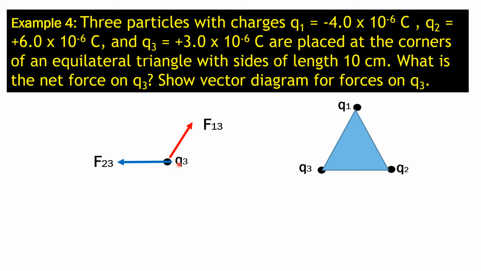How about the force exerted by Q1 on Q3? Look at Q1, it is negative, while Q3 is positive, so we are talking about a force of attraction. Q3 is attracted towards Q1. And the direction of that force is from Q3 going towards Q1. So that's labeled here as F sub 13. These are the labels that we can come up with.